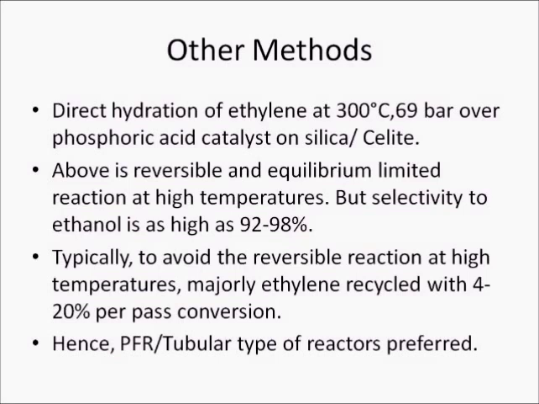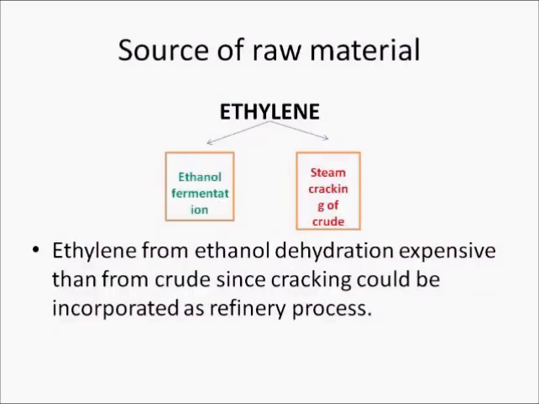This method was replaced by direct ethene hydration over a phosphoric acid catalyst at high temperature and pressure. But the reaction at high temperatures favored formation of ethene and water. Hence, recycle of reactants is necessary to keep low per pass conversion. Ethene was obtained either by dehydration of ethanol or by steam cracking of crude. The latter was a cost-effective option. Complete synthesis of ethene was much costlier than the refinery process.